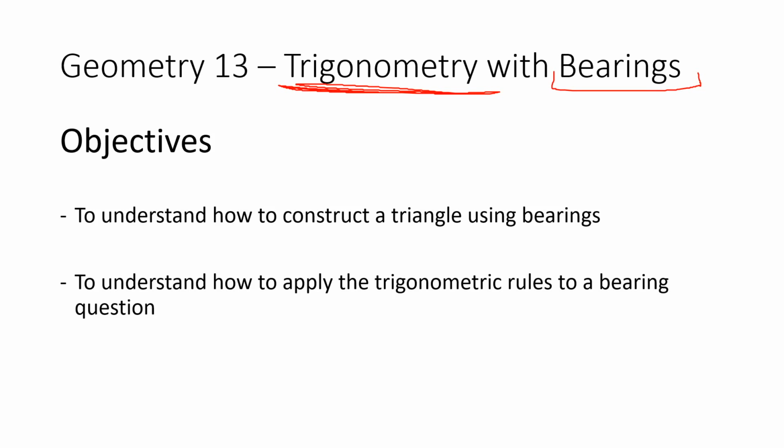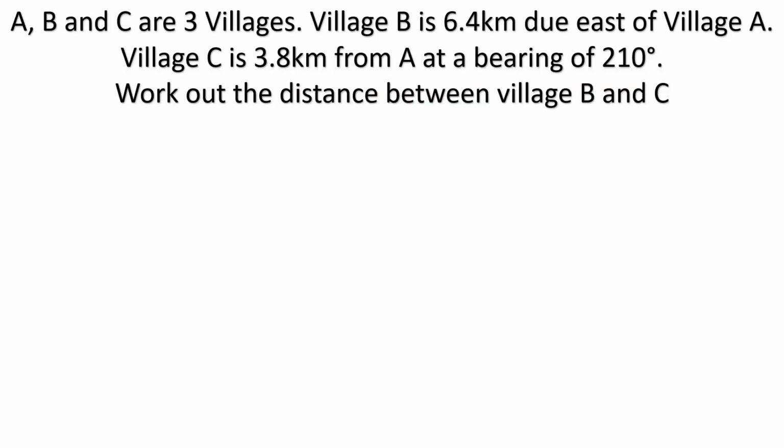So, first question of the day, we're given three villages, A, B, and C. Village B is 6.4 kilometers due east of village A, and village C is 3.8 kilometers from A at a bearing of 210 degrees. So what is the distance between B and C? Well, let's draw it out, shall we?